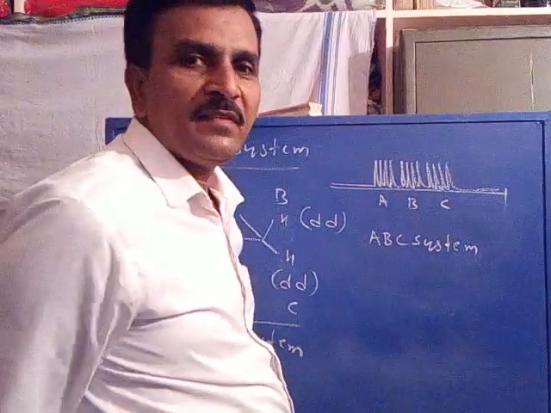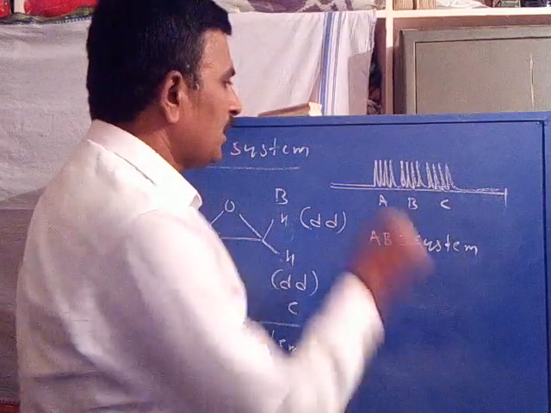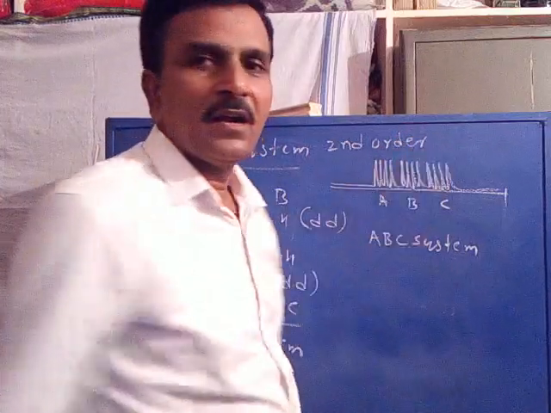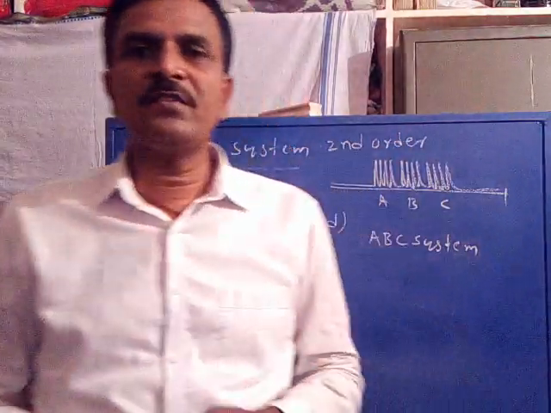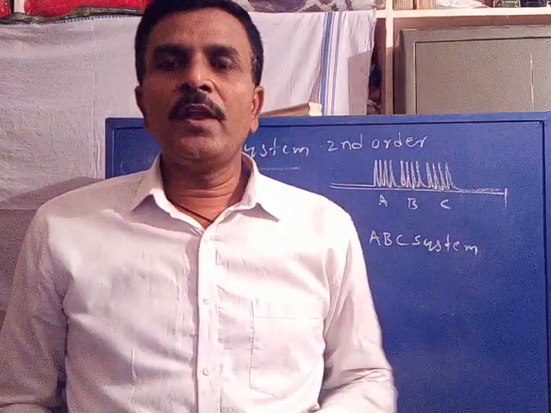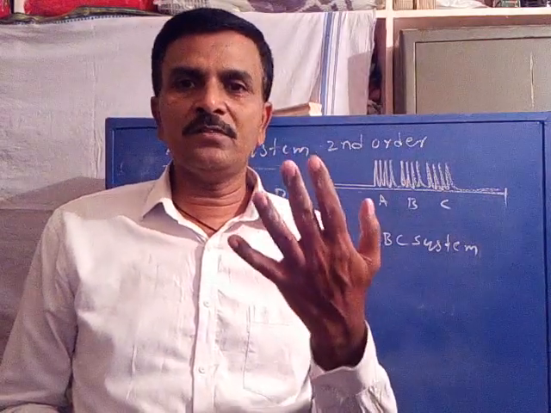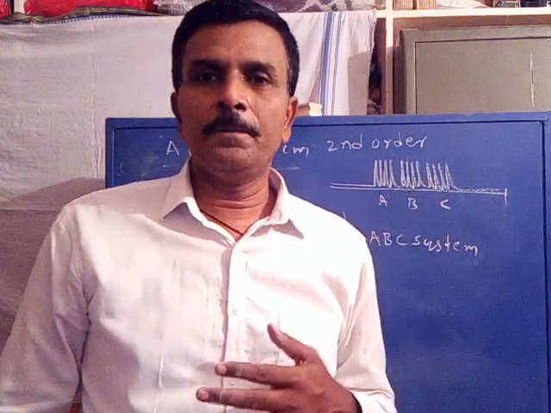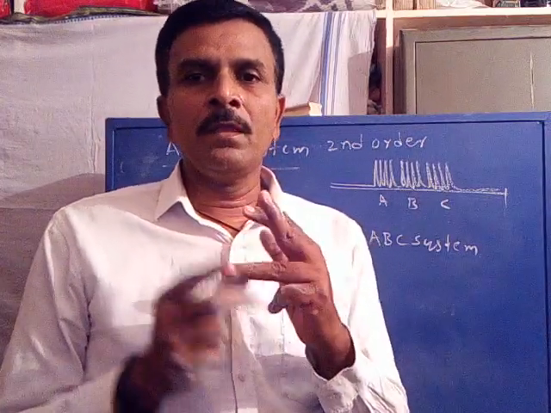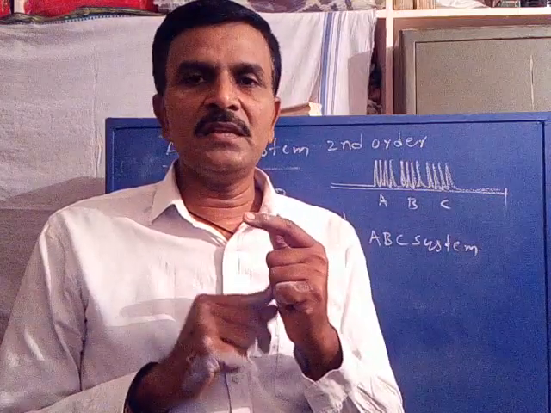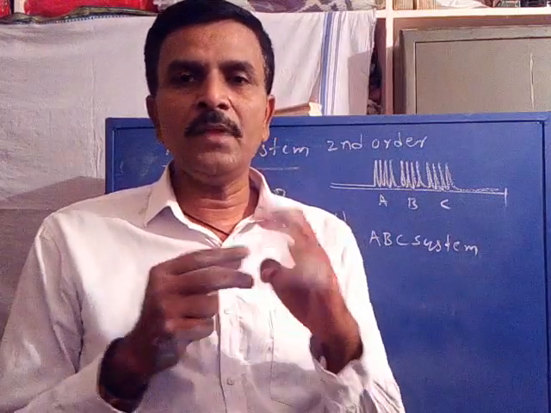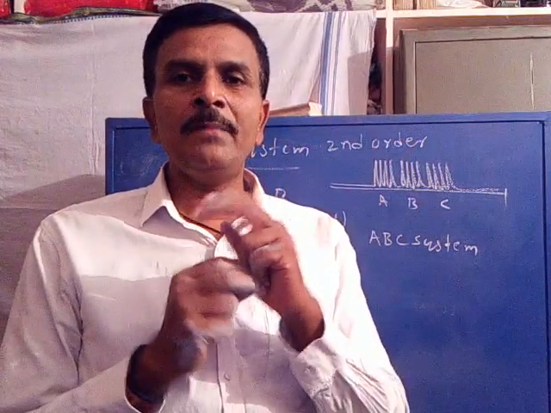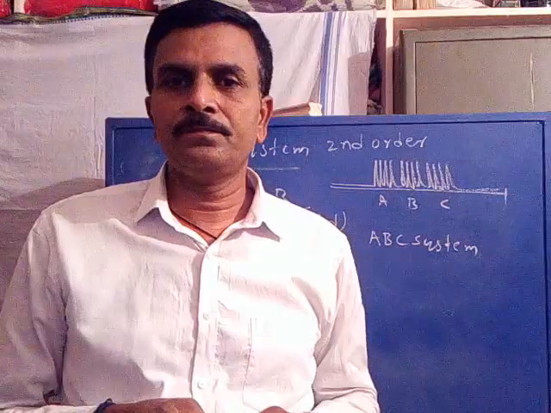This comes under ABC system of what? Second order. So these are the different systems included in your syllabus. We have discussed whatever systems are included in the syllabus. One is AX system, AX2 system, AX3 system, A2X3 system, AMX system under first order. AB system, ABC system under second order.